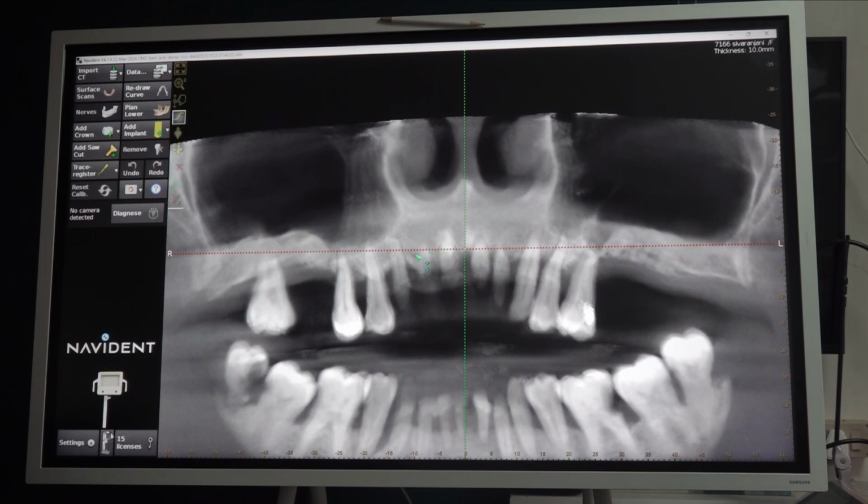So maximum how many implants can we place? This side 2, this side 2, right? Only 4 implants, without compromising the inter-implant distance. So in this kind of situation, pterygoid becomes very, very crucial and important. So first we will see the pterygoid.